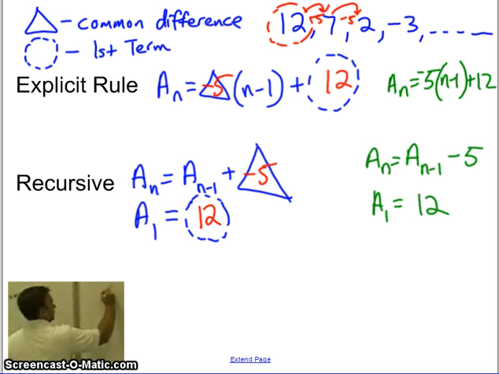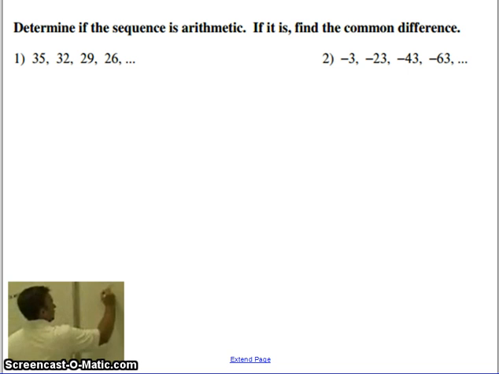Okay, let's look at a couple examples you're going to see throughout your work. Number 1 here says, determine if the sequence is arithmetic. If it is, find the common difference. So what are you going to do? Well, you're going to see if there's a common difference. The difference between 35 and 32 is minus 3. 32 and 29 is minus 3. 29 and 26, minus 3. Do we have a common difference? Yes. So it's arithmetic, and the common difference equals negative 3.